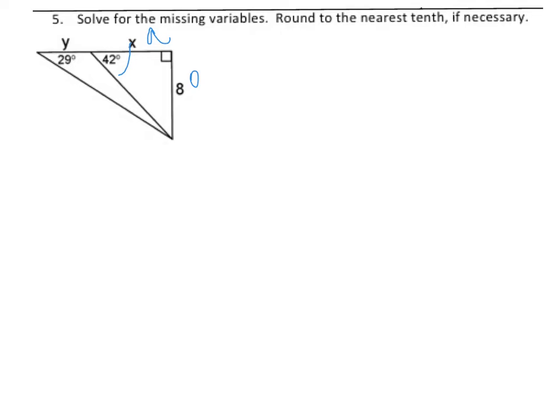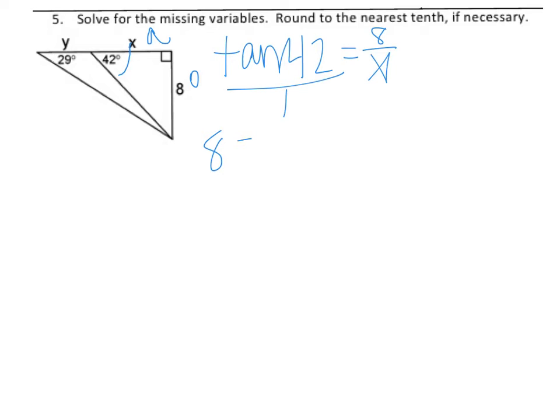So I'm going to use tangent. I have the tangent of 42 is equal to 8 over x. When you cross multiply, you get 8 equals x tan 42. Final step would be divide both sides by the tangent of 42. And when we do that, x equals 8.9.